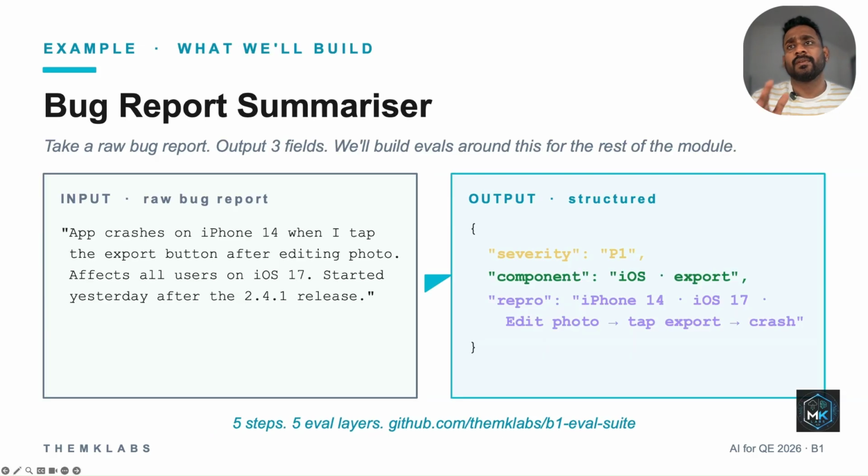Here's a running example for the rest of the module. Keep this in mind, right? The bug report summarizer. Take a raw bug report, the kind you have read 1,000 times. Output 3 structured fields: severity, component, reproducibility. That's it. That's the task. We are going to wrap an eval pipeline around this, in 5 steps. And the example is intentionally boring. The point isn't the AI, it's the eval scaffolding around it. By the end, you will see this is the same scaffolding regardless of what AI systems you're building. Bug summarizer today, customer support agent next week, anything else after that.